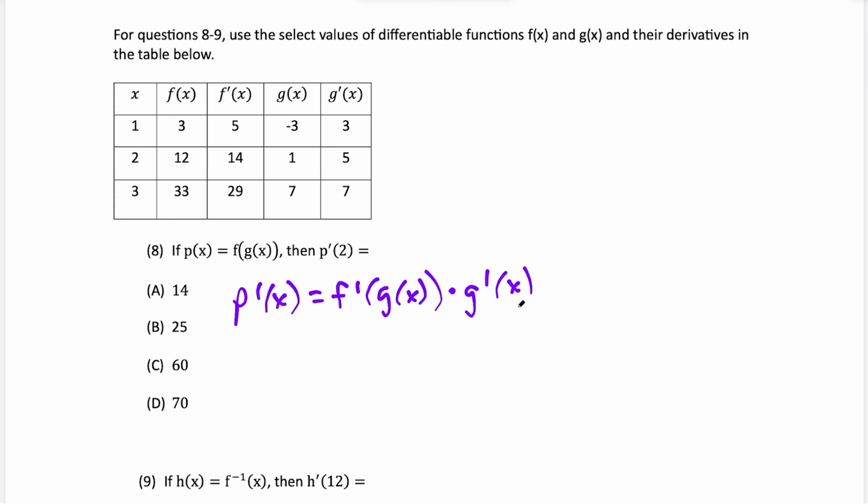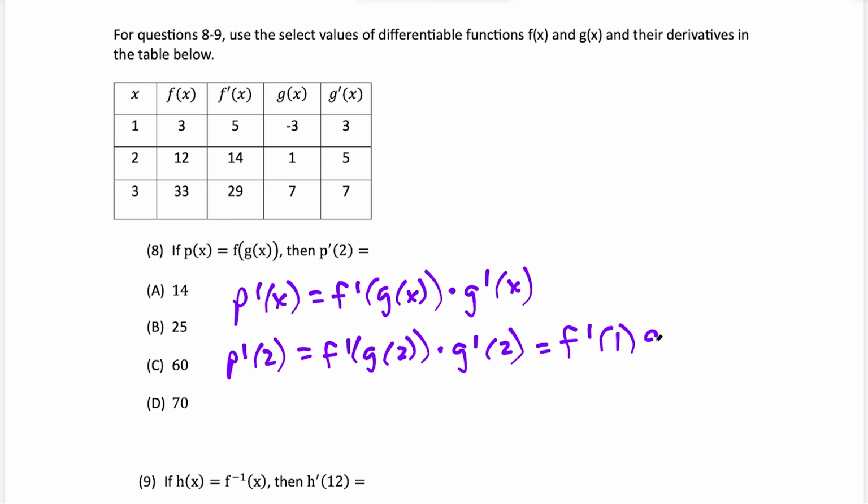So now for p prime of 2, we just plug in x equals 2, and we're going to have f prime of g of 2, and we're multiplying by g prime of 2. So now we just go on that scavenger hunt into the table here, and we have f prime of, and when x equals 2, the function g is going to give us a value here of 1. So we have f prime of 1 times, and now we can just substitute in, what is g prime of 2? So g prime of 2, we go to x equals 2, and g prime is equal to 5. So we're going to multiply f prime of 1 by 5.